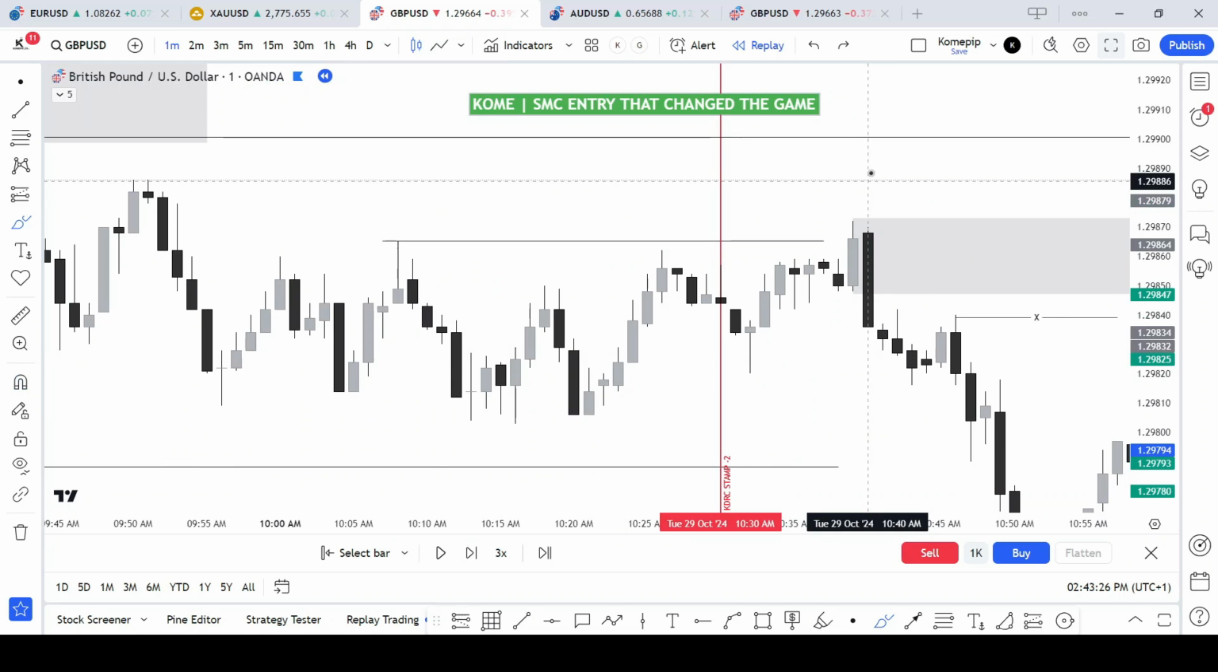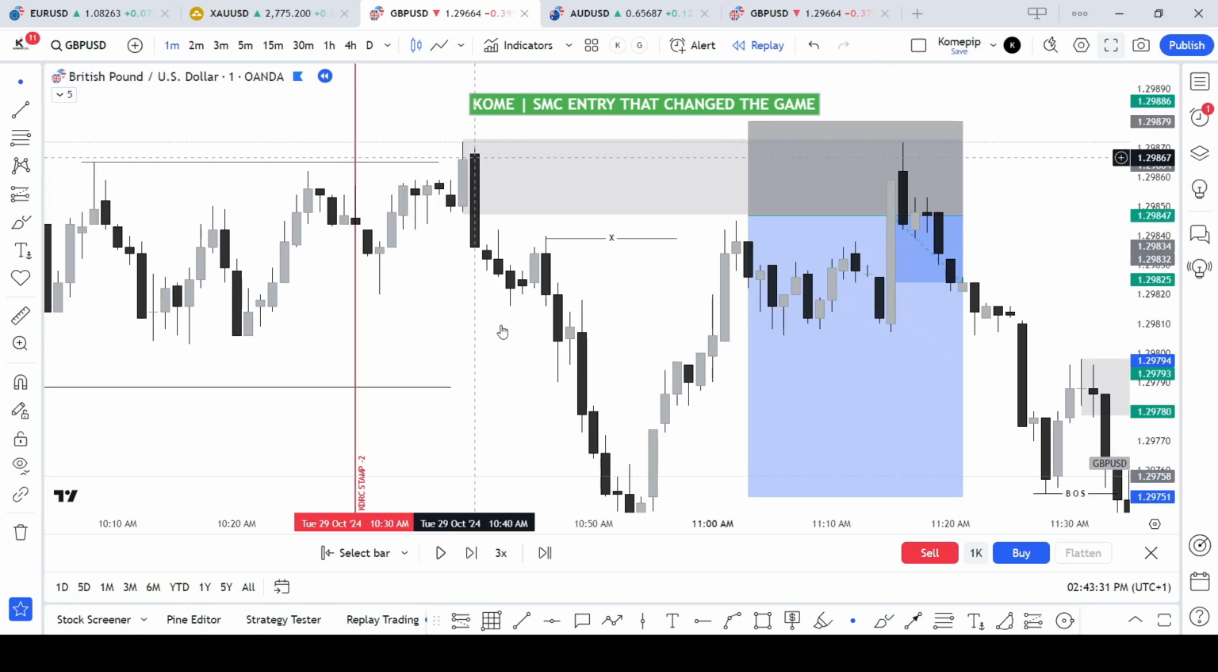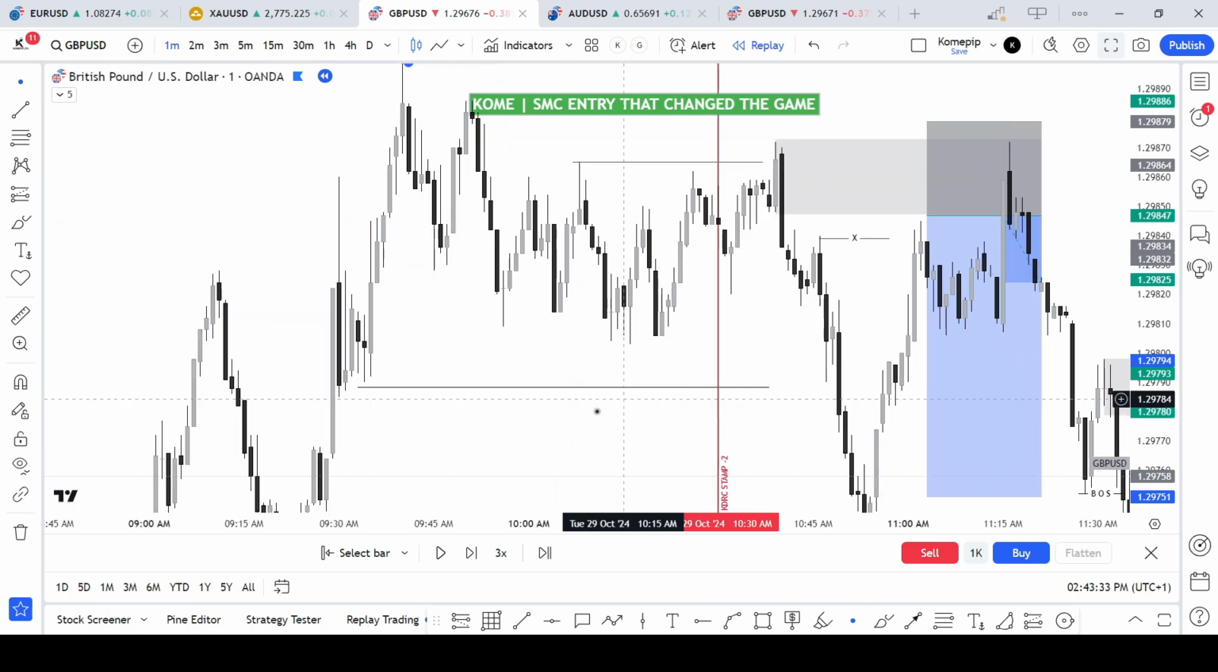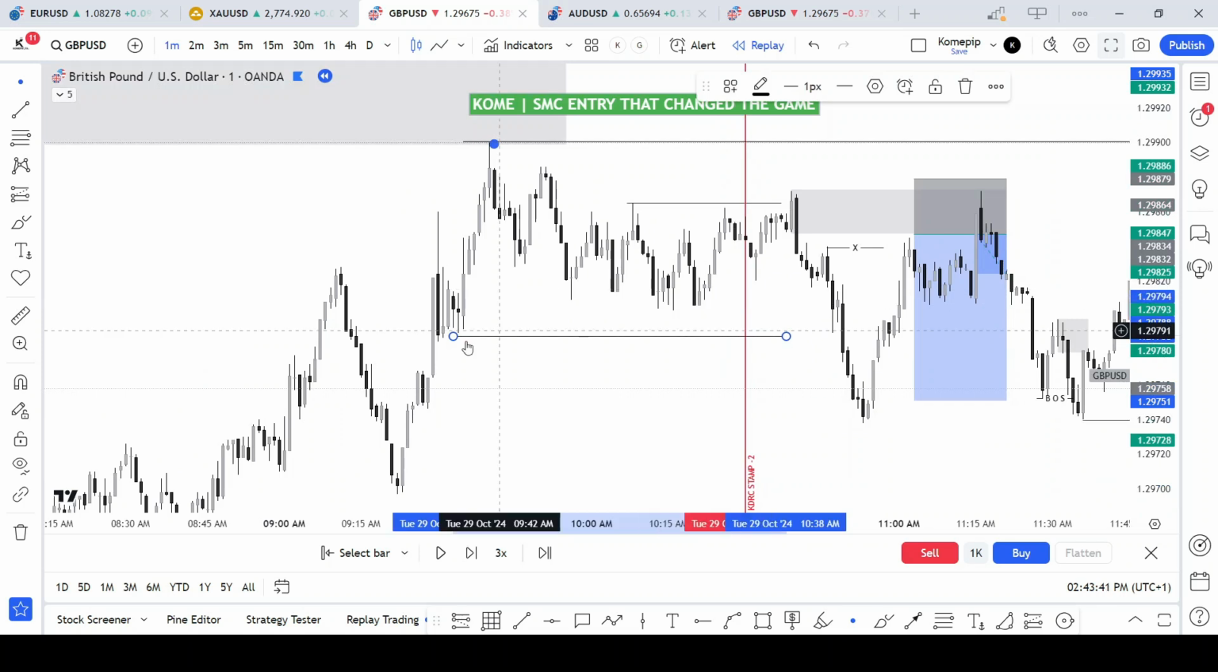And of course, after inducement, what else? We can use the single candle to enter. So immediately that happens, we saw price going to the downside, which gave us what? A break of structure. Where is my break of structure? This becomes my break of structure.